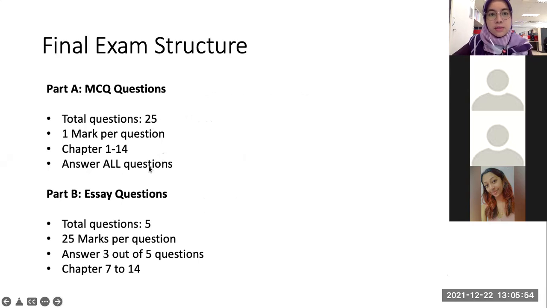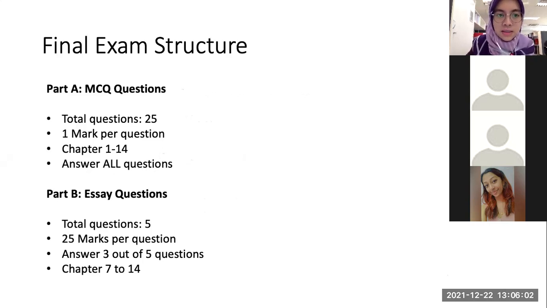For your final exam structure, again, I will go through this. We have two parts. Part A is the MCQ questions. The total is 25 questions, with 1 mark per question. It will cover chapter 1 until 14, basically all, and you need to answer all questions. The level is basically knowledge, meaning that you really need to read to answer the questions.